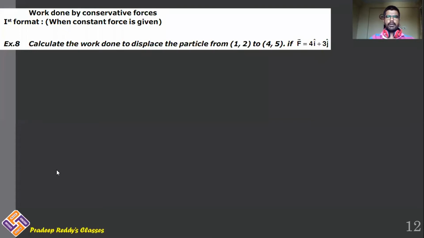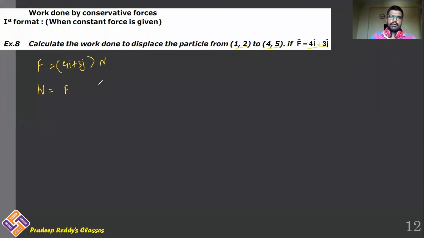So this is the first format, where you can calculate work done to displace an object from (1, 2) to (4, 5) when the force is given as 4i plus 3j. This is a very simple problem which you can understand. Here a conservative force is doing work, a constant force. F is equal to 4i plus 3j, in newtons. I want to find out the work done.